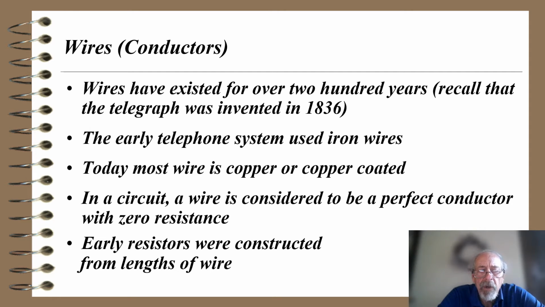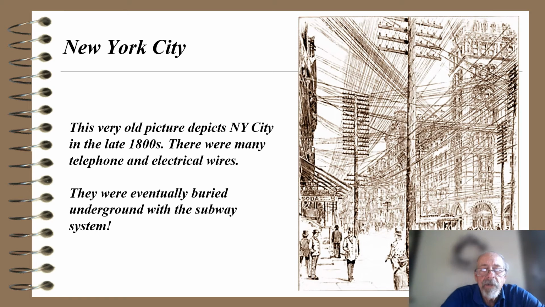And in a circuit, a wire is considered to be a perfect conductor with zero resistance. Early resistors were constructed from lengths of wire, most likely iron wire as opposed to copper wire. This is a picture here on the right-hand side. This very old picture depicts New York City. In the late 1800s, there were many telephone and electrical wires. They were all above ground. They were eventually buried underground with the subway system when it was put into operation. And what they would do is, you see the cross members, if they need to put more wires up, they put more cross members on the poles.